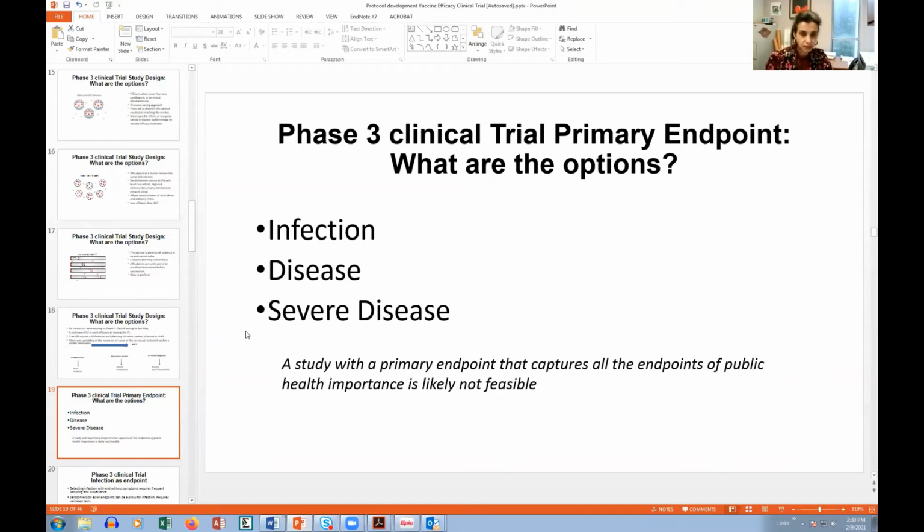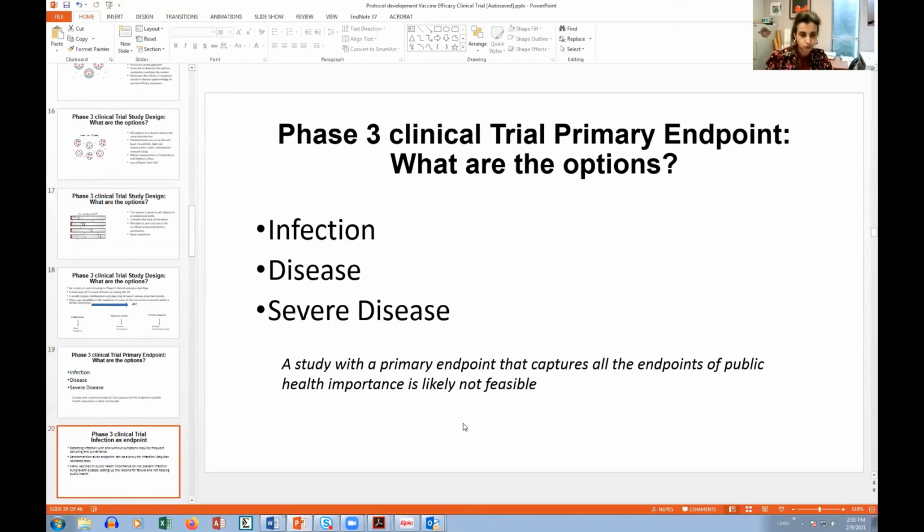There are 3 phases or 3 clinical manifestations of COVID. There's infection with no or minimal symptoms, there's disease, and then there's severe disease that lands individuals in the hospital or gives them death. So which one are we to choose?